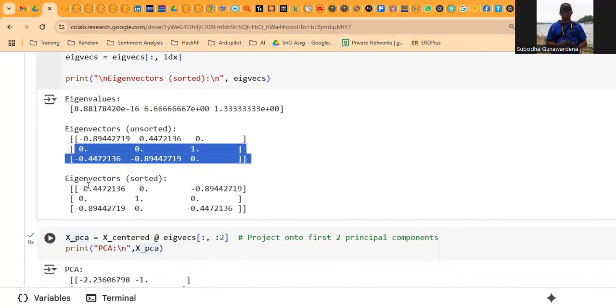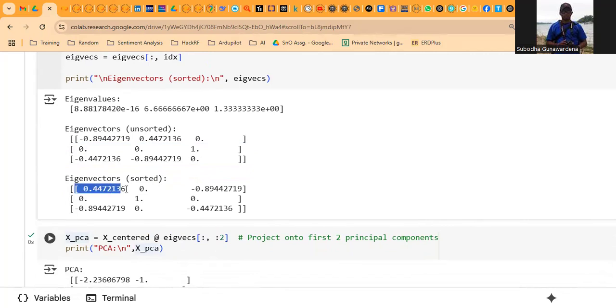So I have sorted them. Once I sort, I can see most of my eigenvectors with most variance are these two, right? So in my eigenvectors, I identify the vectors with most variance, the vectors which capture most variance out of the data.